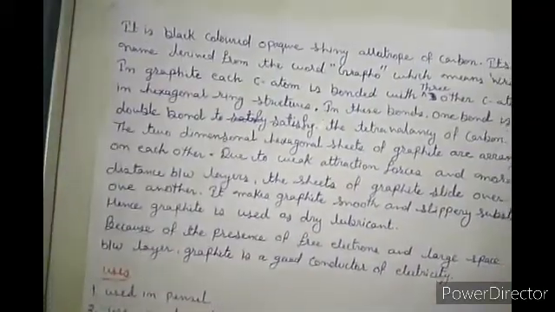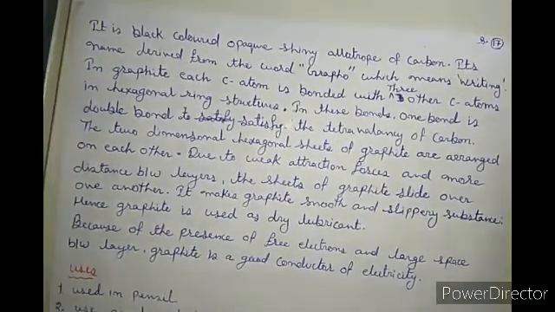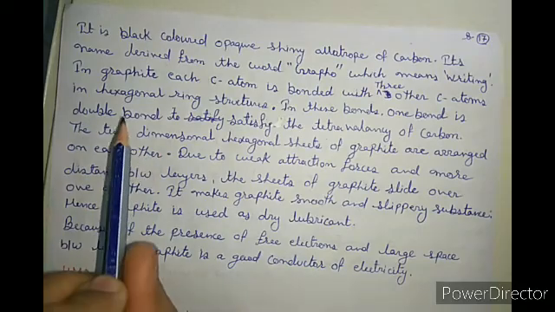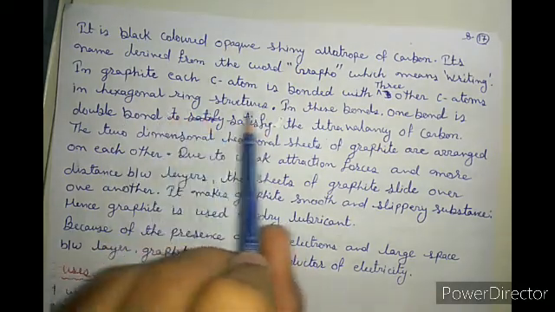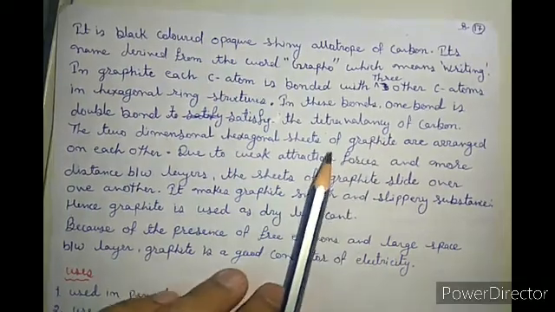Now let me read its theory. It is a black colored, opaque, shiny allotrope of carbon, as we discussed. Its name is derived from the word grapho, which means writing, as you know that graphite is used in writing. In graphite, each carbon atom is bonded with three other carbon atoms in hexagonal ring structures. In these bonds, one bond is a double bond to satisfy the tetravalency of carbon.